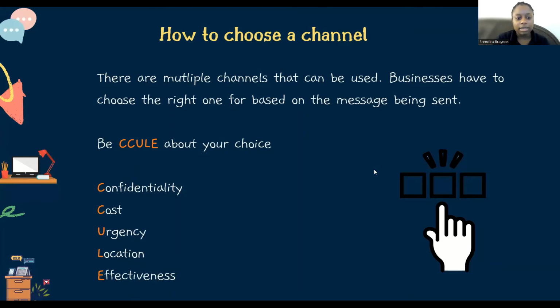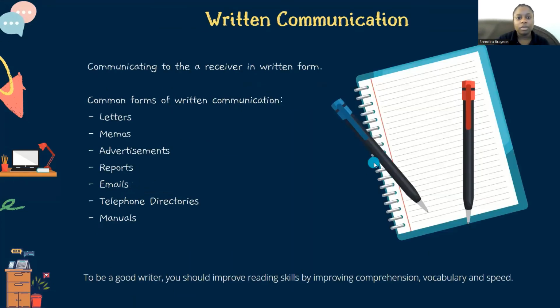All right, now let's move on. Let's talk about the different forms of communication, one of them being written communication. And so written communication, of course, is when we're communicating to a receiver in written form. And common forms of written communication in an office environment are letters, memos, advertisements, reports, emails, telephone directories, manuals. These are all ways you can send a message to someone, whether in the office, internal, or outside of the office, external.